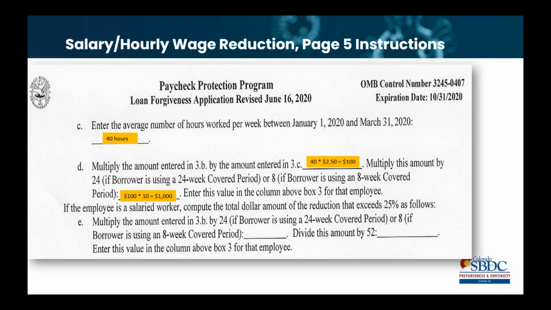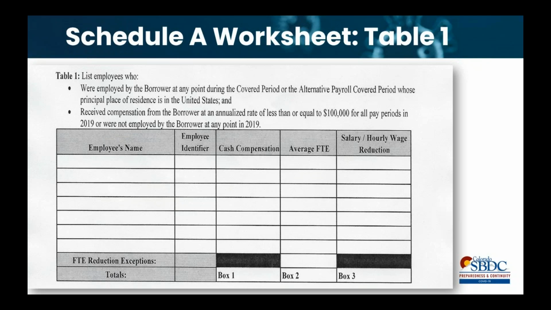Where do these numbers go? We now return to Table 1. We enter the cash compensation that we paid to Bob and Sam during the 10-week covered period, and enter the salary hourly wage reduction in the last column.